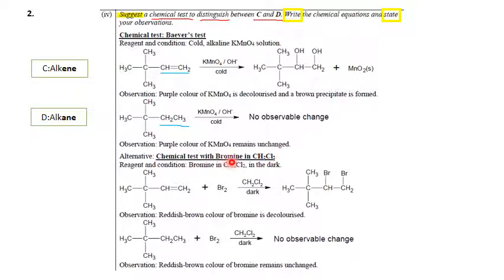An alternative answer is by using bromine in inert solvent. The condition must be in the dark, if not, both of them will give the same result. This reaction, adding bromine in inert solvent, is actually electrophilic addition. Br2 is added, so the reddish brown color of the bromine solution is decolorized. For alkane, no observable change, so the reddish brown color of bromine remains unchanged.